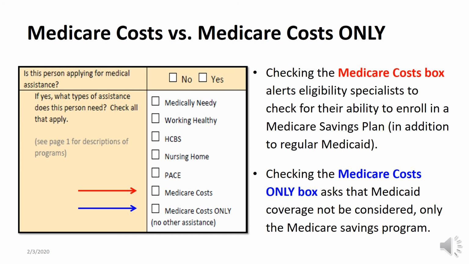If you were to check the Medicare cost only box, you're asking for Medicaid coverage not to be considered, and you only want the Medicare Savings Program. If that's something you want, you don't want Medicaid, and you only want the Medicare cost program, there is a separate, much shorter application for just the Medicare Savings Program. Again, at the end of this video, you'll have instructions to find that resource.